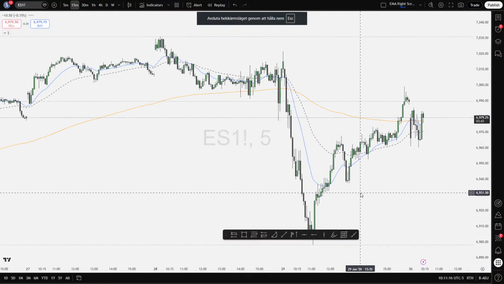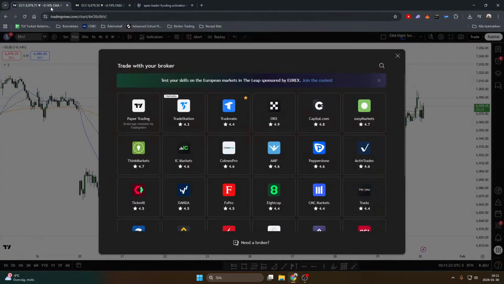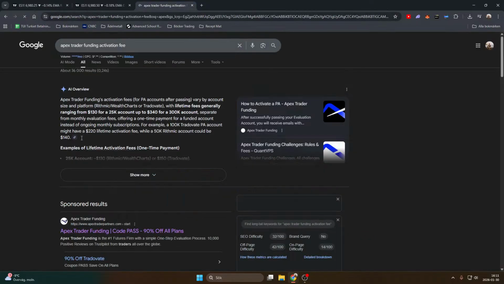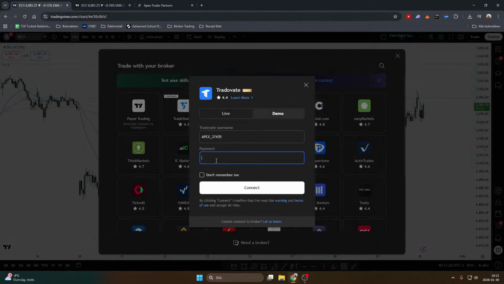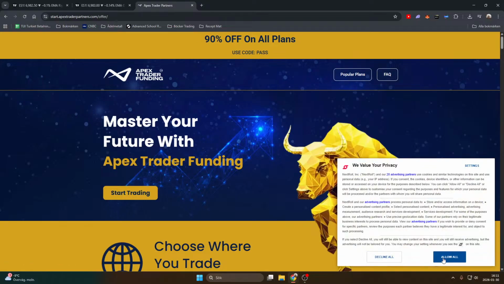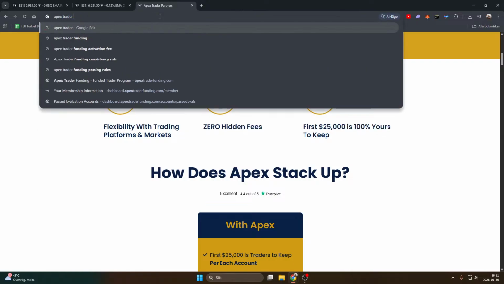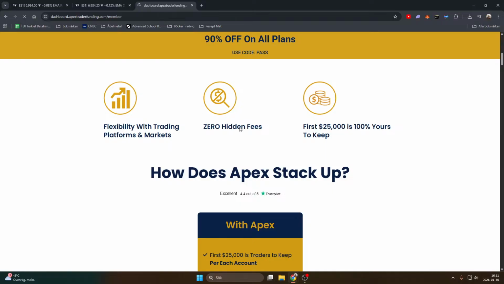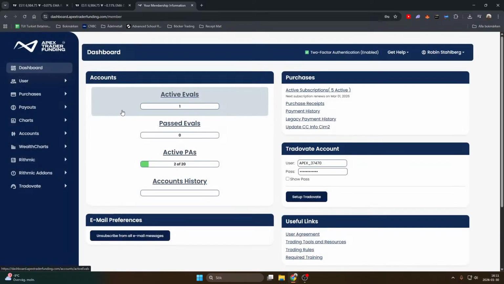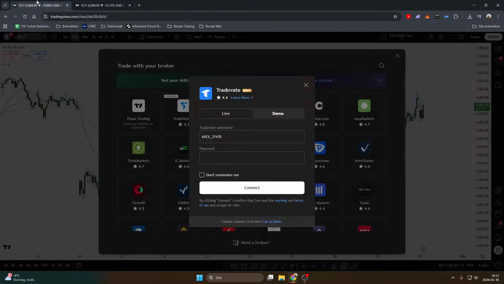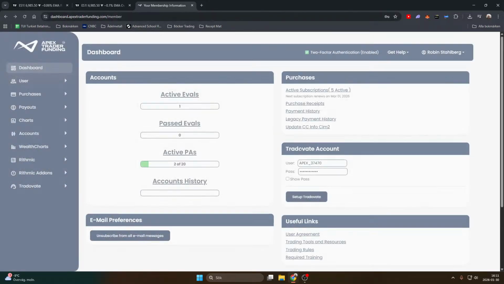So I am trading Apex. I just need to log in. They changed the website. I do have two PAs. I lost my PAs last week due to some impulse trading. Learned my lesson.